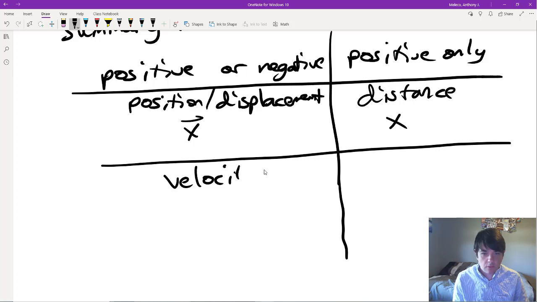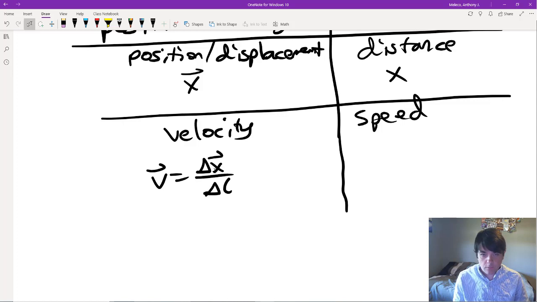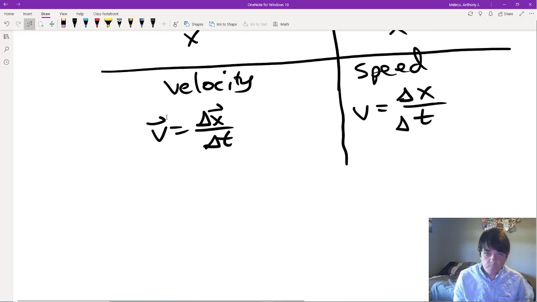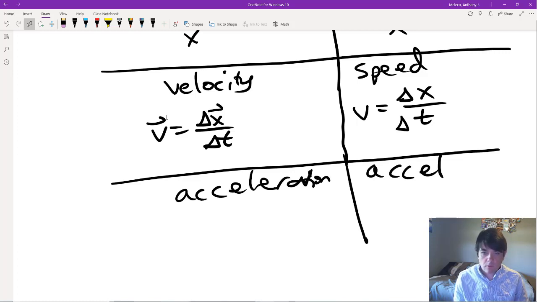Velocity. And again, there were other ways to represent this, but this is probably the least ambiguous way to do it. Velocity and speed. So we have v, delta x over t. And then we had our acceleration, which was the change in velocity over time, and it was called acceleration for both. Apologies for that.